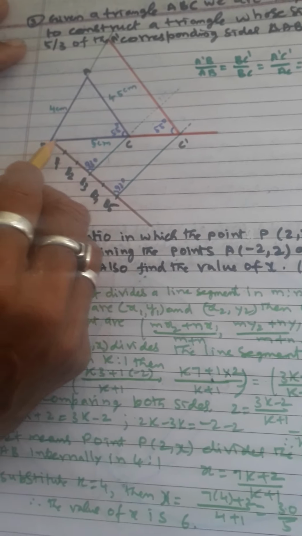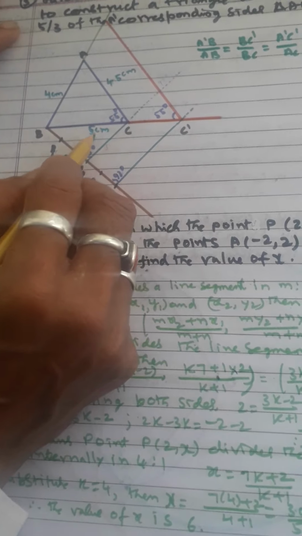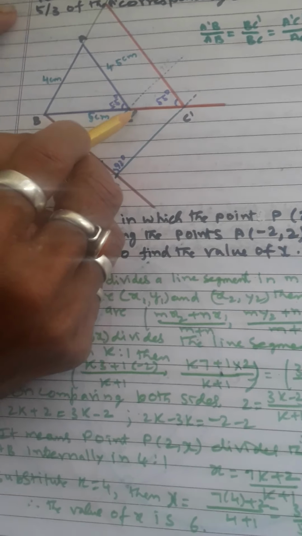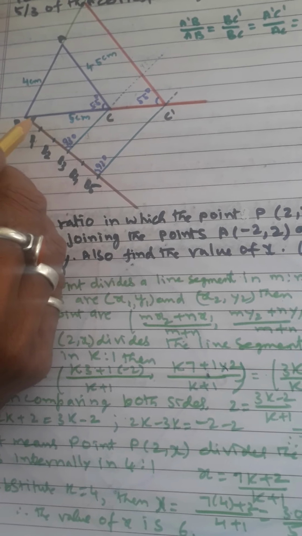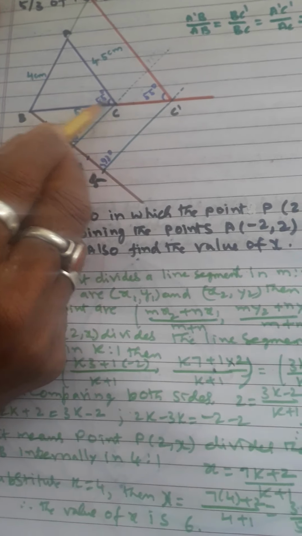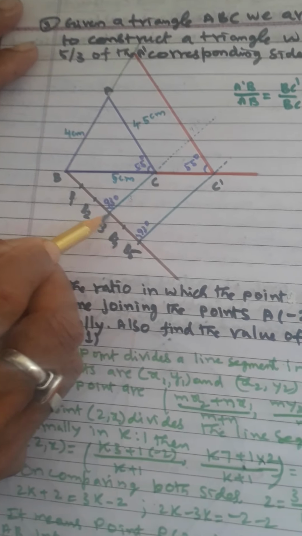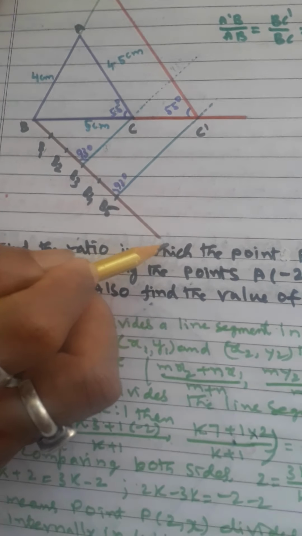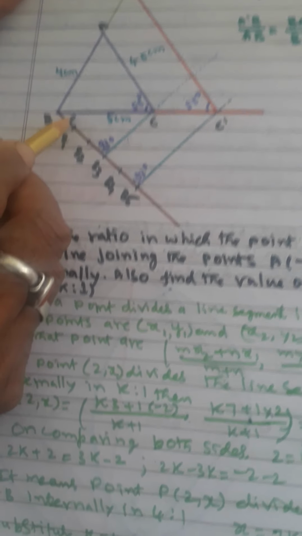ABC, you can draw any size, I have drawn AB as 4 centimeter, BC as 5 centimeter, and here 4.5 centimeter I have taken. You can draw any size, no problem. Then what you have to do is, on the bottom side of the triangle, BC, you draw a line at an acute angle. Acute angle means below 90 degrees, so like that you draw it below.